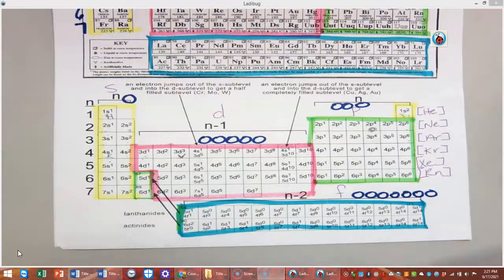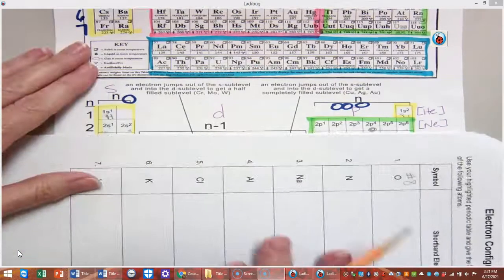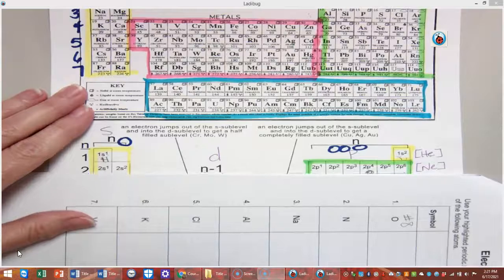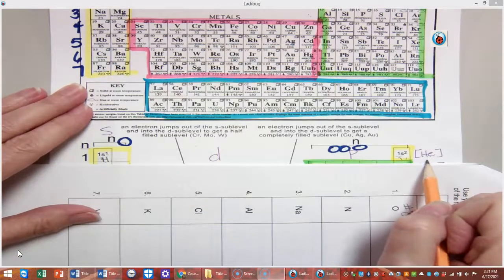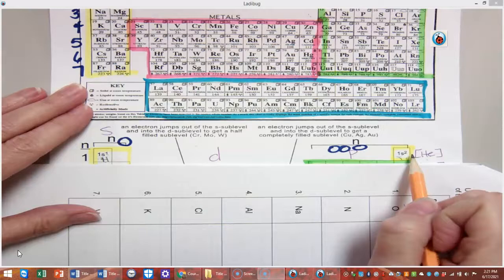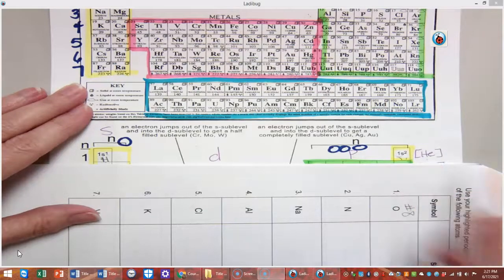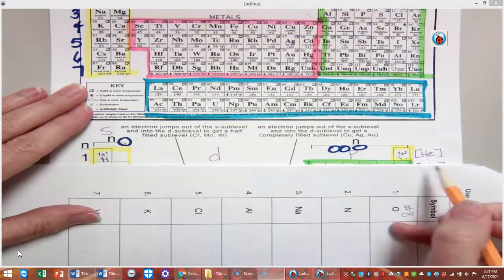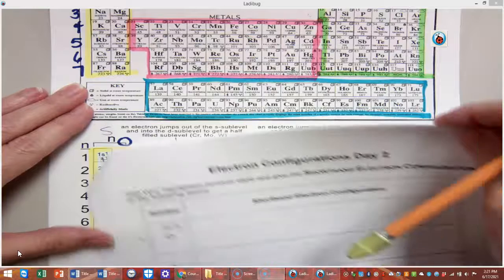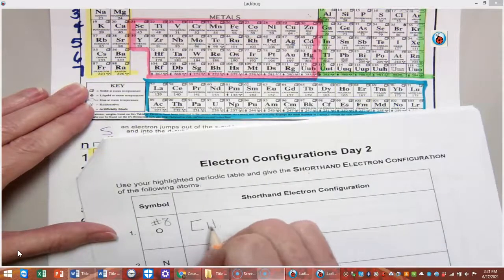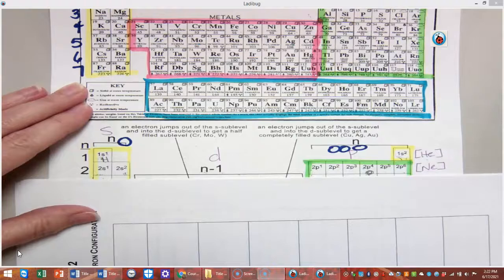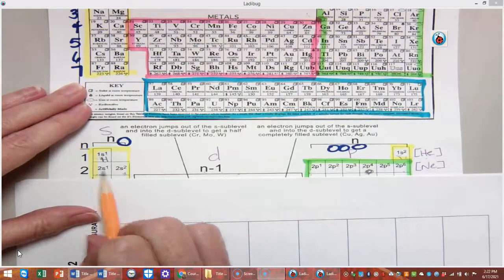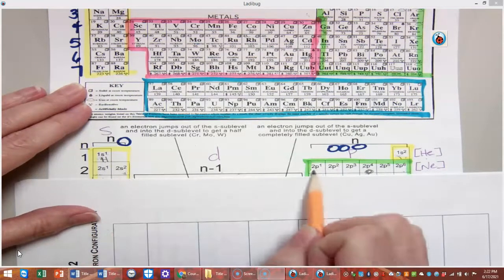So if he is in the second electron level, what I can do is back up to the first electron level and go out to the end, and who lives out there? At the end of the first electron level is helium. So what you do is put helium in brackets, and then I start my configuration from the second electron level. So then I go 2s2, 2p4.